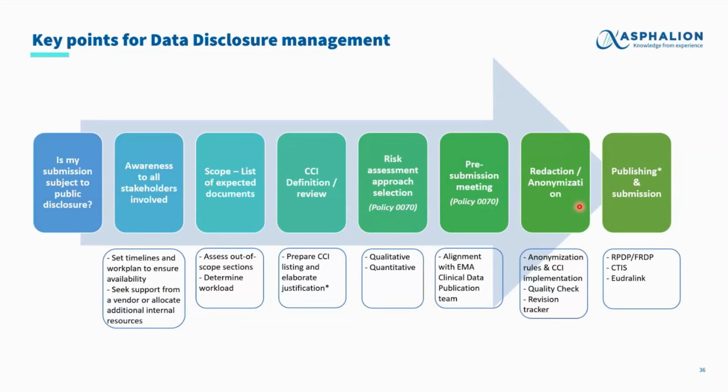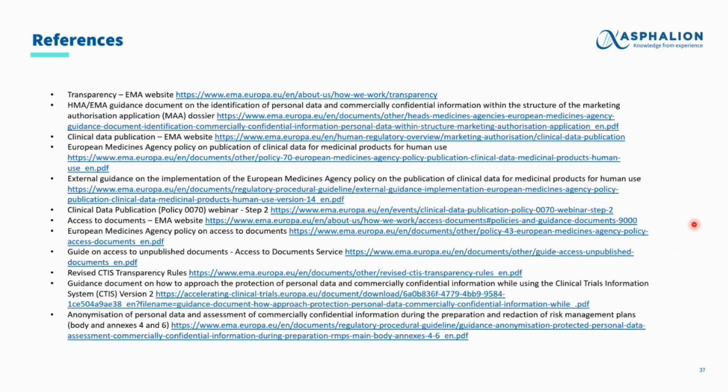Then the specific reduction and anonymization part of the procedure where all the rules are implemented. We also always implement a quality check for review and a revision tracker when there are several documents to process, so everything is tracked and no document is missed. And then in the end, the publishing, if applicable, via eCTD sequence and submission, so for all the procedures on CTIS, HydraLink, or the specific way depending on the procedure. And lots of references for all these procedures, but you will have all linked here in the presentation.